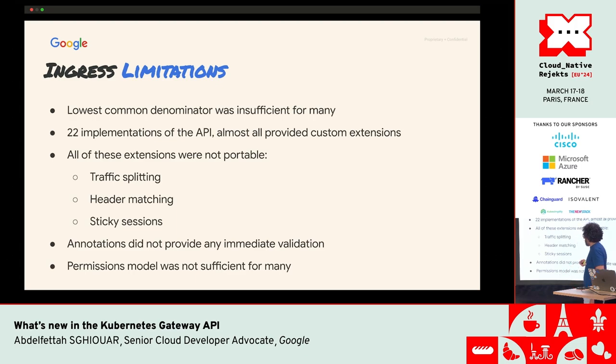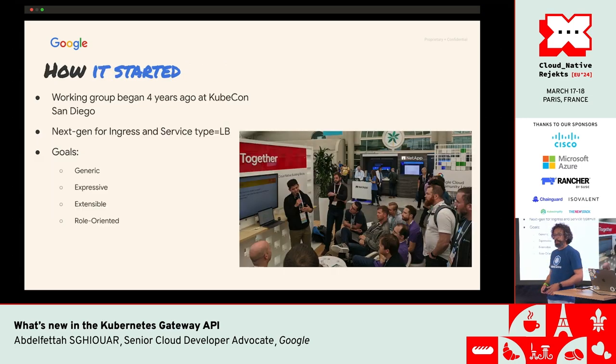Actually, this last limitation, I think, was one of the biggest problems that Ingress has as an API, which is basically, if you are running on top of a cloud provider, you can only enable or disable ingress. You don't have any other type of permissions. And if you enable it, anybody can deploy an ingress and get the public load balancer exposed for their application.